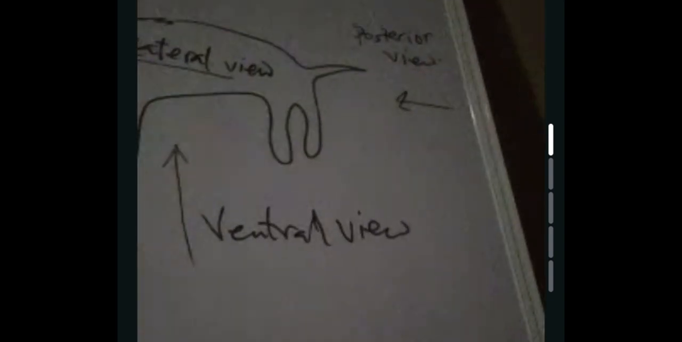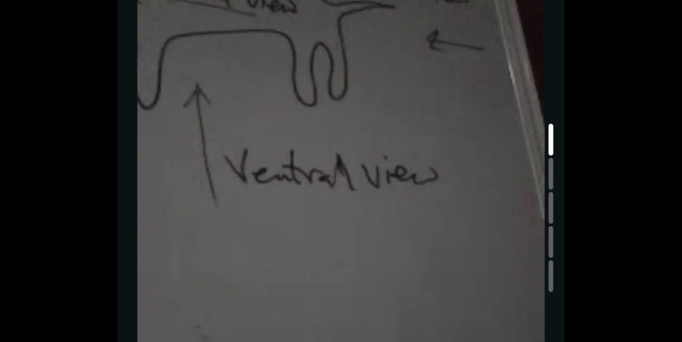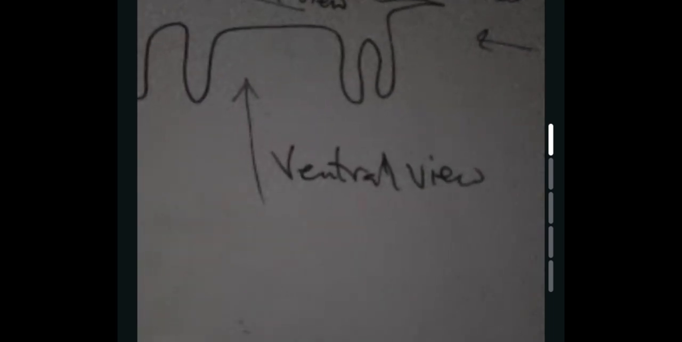Now looking at it from the back, you're going to get the tail and the rear of the body. That's what we call the posterior view.